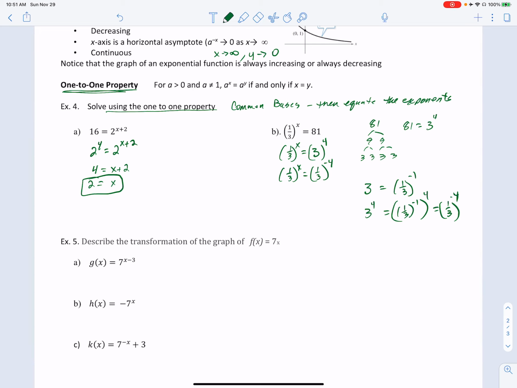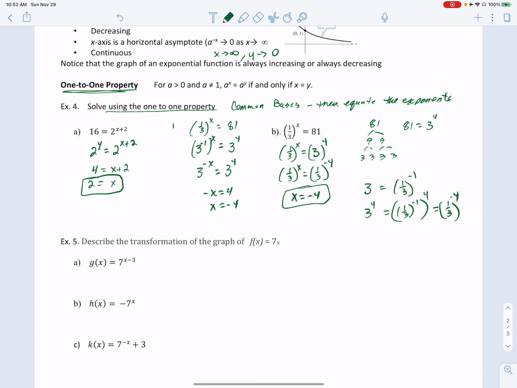Now that we have bases, we can equate exponents. So that means x must be negative 4. An alternate way to do that one, which you might prefer, is I can rewrite 1/3 as 3 to the negative 1, which then becomes 3 to the negative x. And I can write 81 as 3 to the 4th. And now equate exponents, and negative x equals 4, or x is negative 4.